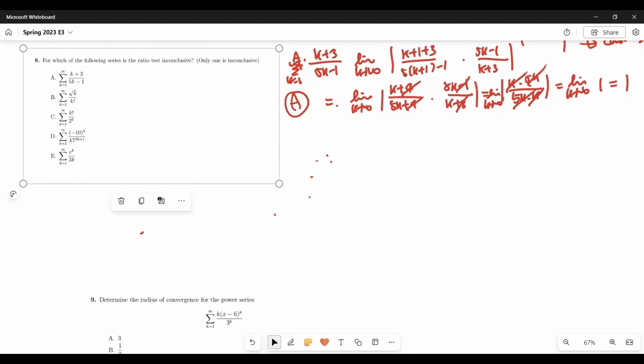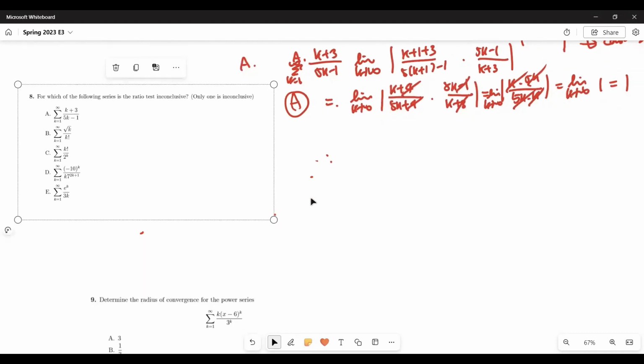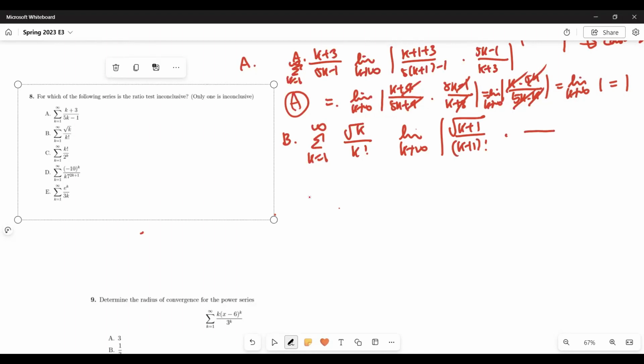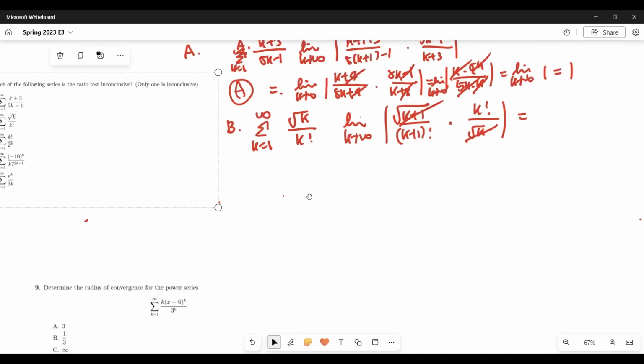But we're just going to check B, C, D, E. So let's try B. B is the sum from k equals 1 to infinity of square root of k over k factorial. So the limit as k goes to infinity, you add a plus 1: square root of k plus 1 over k plus 1 factorial, times the reciprocal of the original, which is k factorial over square root of k. The square roots cancel out, so we're left with k factorial over k plus 1 factorial.